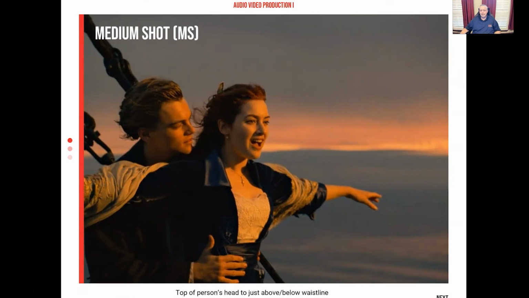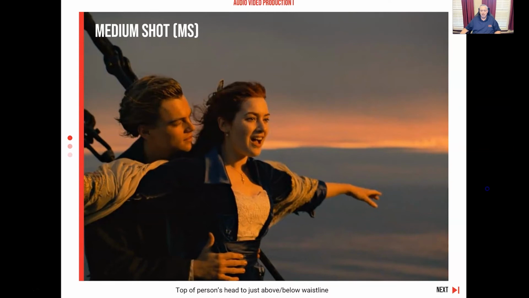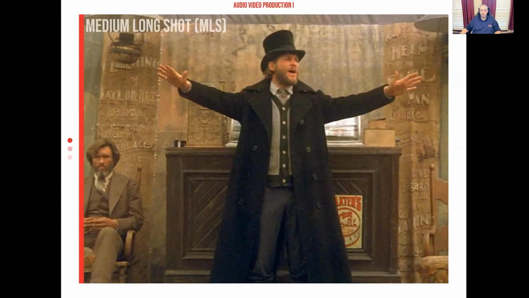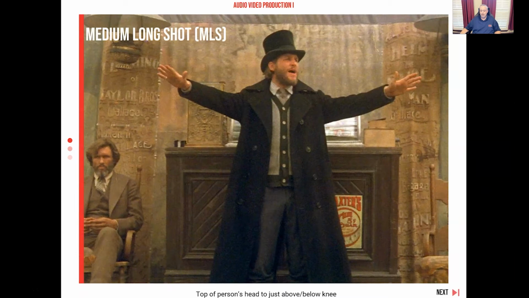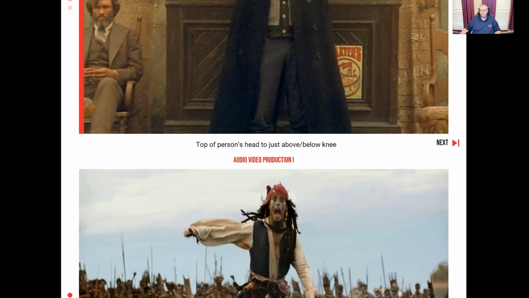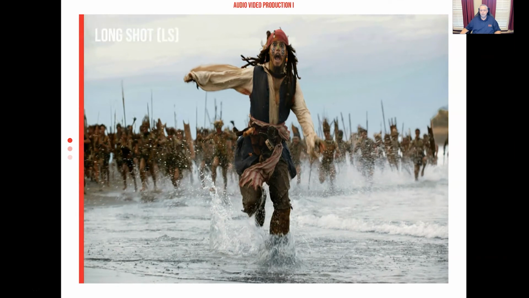So here in Titanic, this is what we would call a medium shot. So you're going to notice that this is right about the waist, or slightly above the waist, and then up to the top. So this would be referred to as a medium shot. This is a medium long shot. So we can see, again, the head all the way down to just above or below the knee. That would be a medium long shot. This one here would be a long shot. So I can actually see the full character in view.